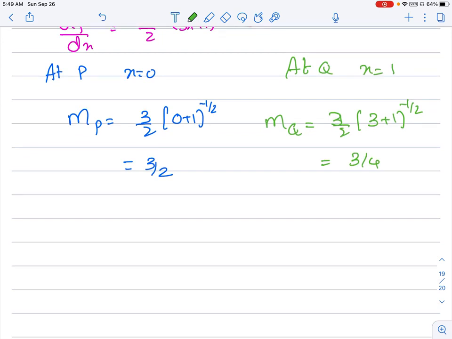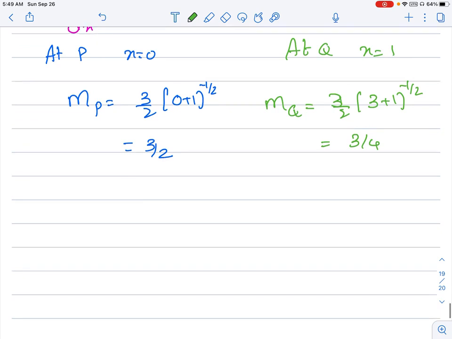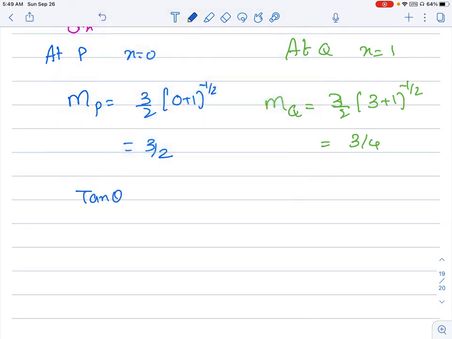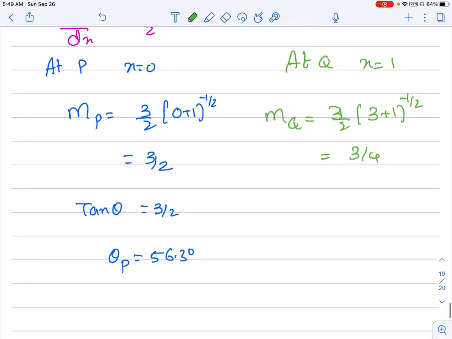Okay, so what I can do, this is tan theta is equal to 3 upon 2. So immediately theta at P is equal to 56.3 degrees. And always slope of the tangent means tan theta Q is equal to 3 upon 4. So theta Q is equal to 36.9 degrees.